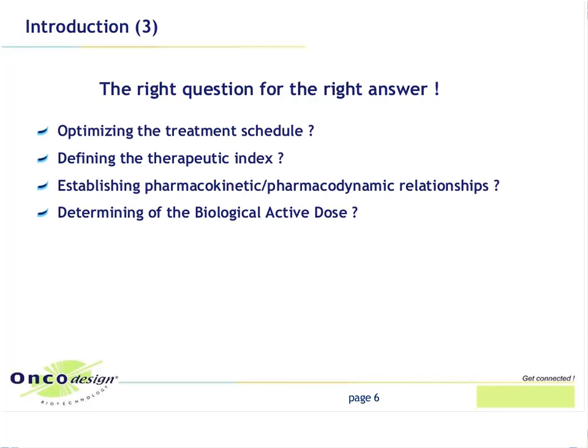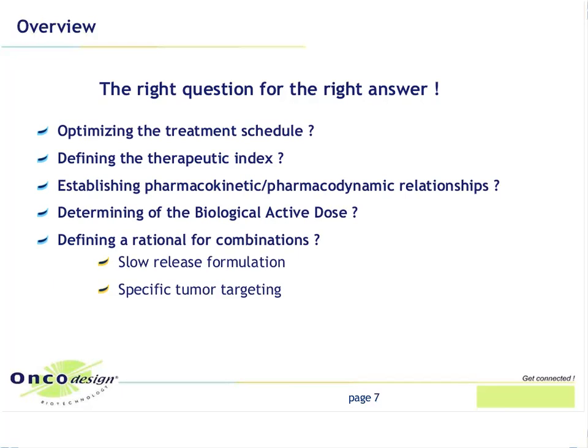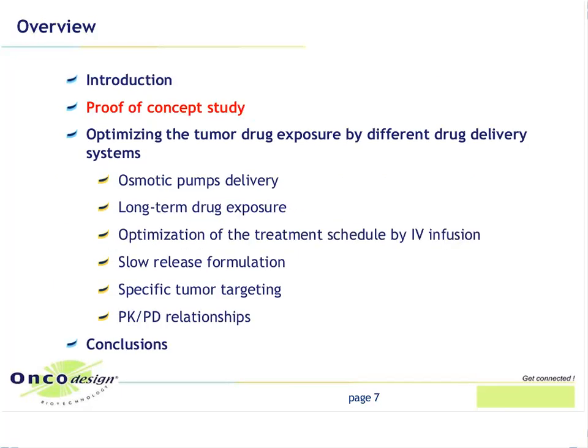Thus, we have to define a rationale for combinations, where we have to perform one treatment compared to another one, how we have to combine the drugs, at which dose we have to combine the drugs, and also how we have to reduce the toxic adverse side effects of drugs before regulatory toxicological study. So the global idea is to build a rationale for clinical design.